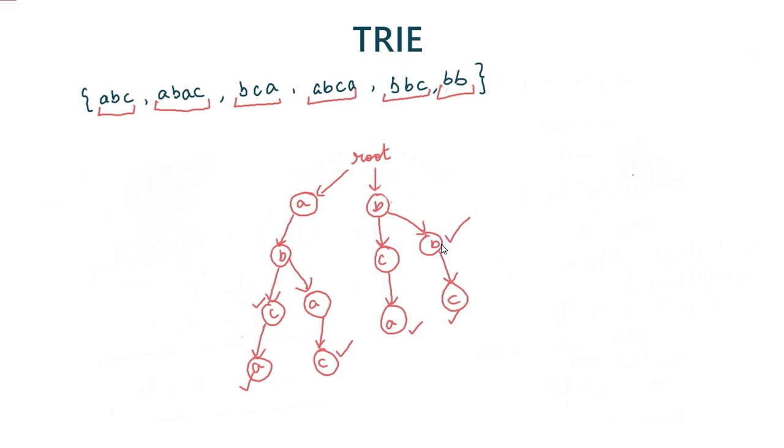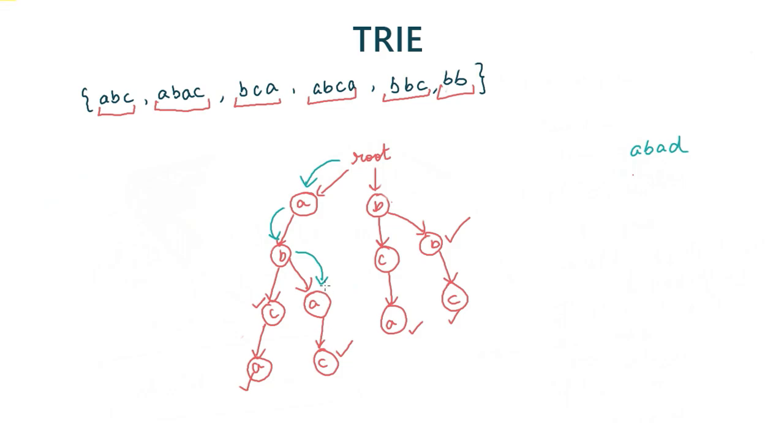Now, given a string, we need to check whether the string exists in the dictionary or not. So let's say a string is A, B, A, D. We will start from the root node. We take the first character, which is A, and transition to the character A. The next character is B. We transition to B. The next character is A. We transition to A. And the last character is D. But there is no child node to transition to for D. So we say that this string ABAD does not exist in this trie.